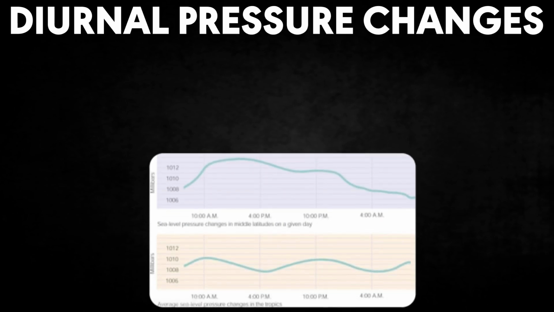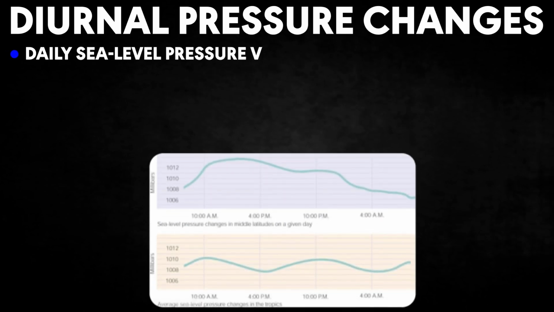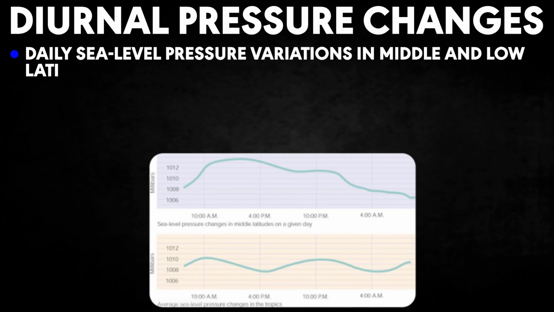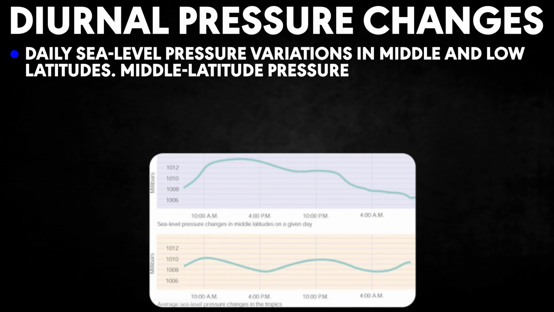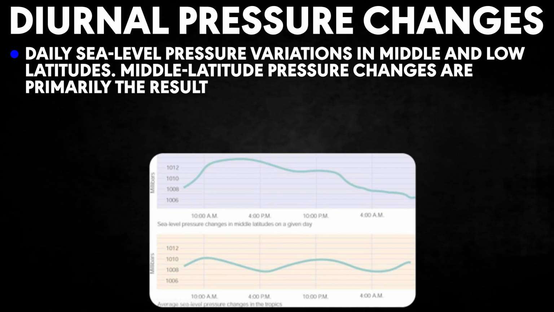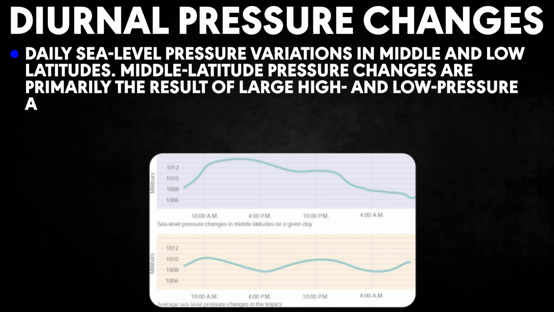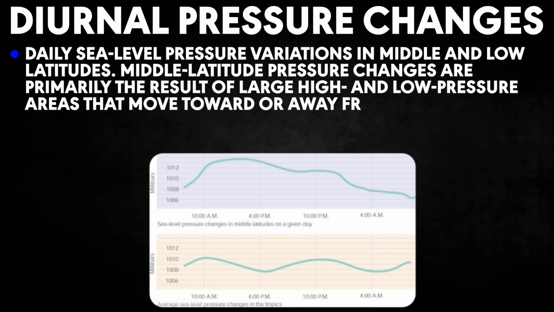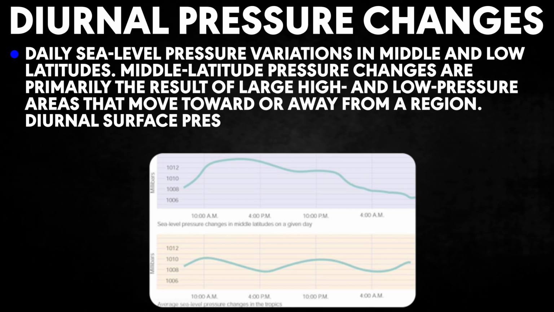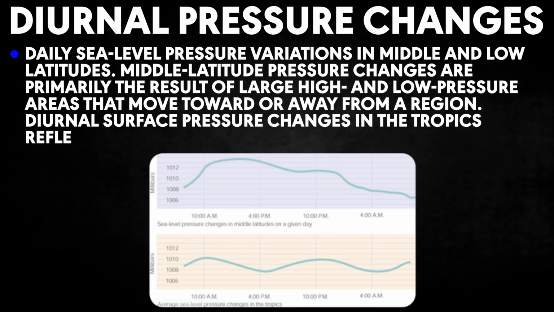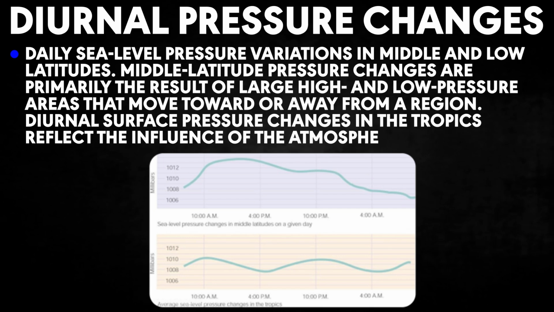Diurnal pressure changes: daily sea level pressure variations in middle and low latitudes. Middle latitude pressure changes are primarily the result of large high and low pressure areas that move toward or away from a region. Diurnal surface pressure changes in the tropics reflect the influence of the atmospheric tides.